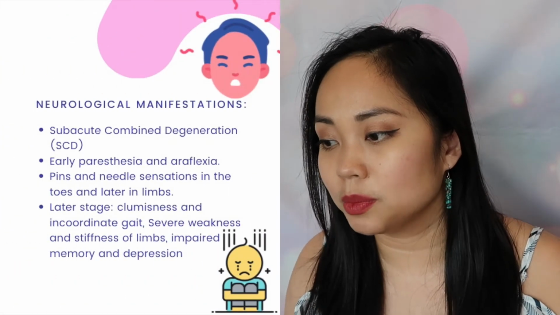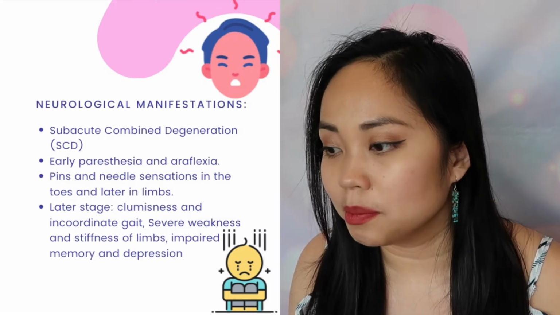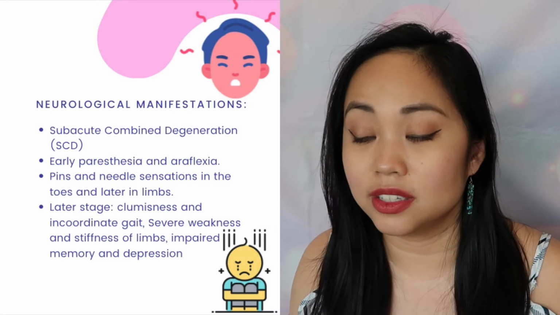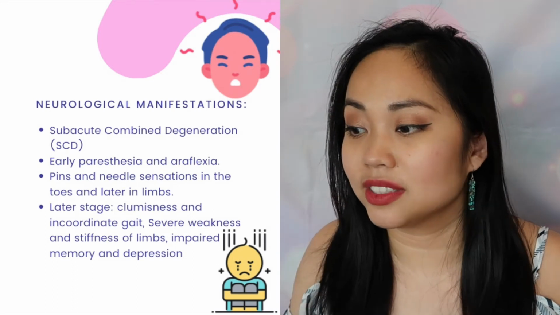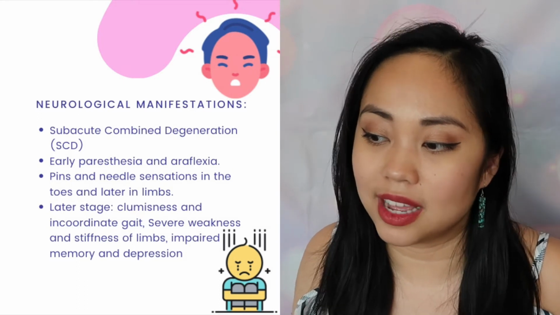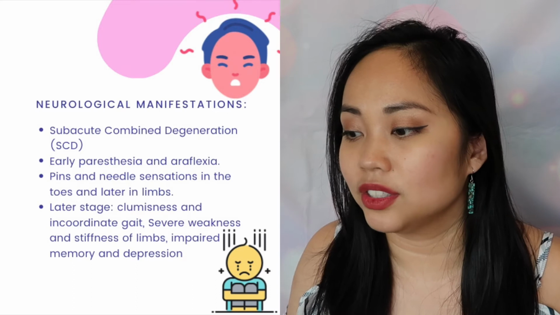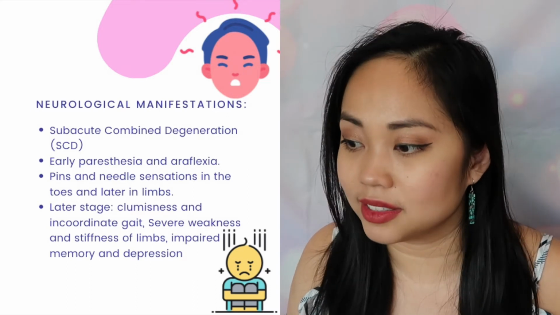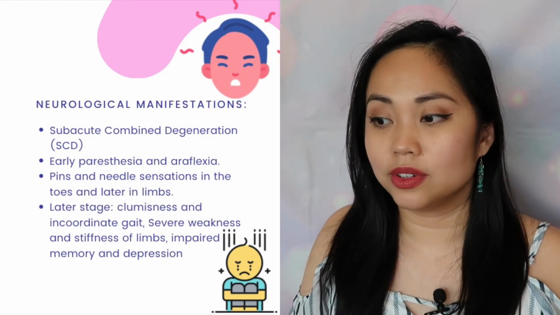The patients also experience early paresthesia and areflexia, pins and needle sensations in the toes and later in the limbs. And then there's the later stage, where there's clumsiness and incoordinate gait, severe weakness and stiffness of limbs, impaired memory, and depression. And so that's the odd part about this particular anemia, is that it affects your brain.